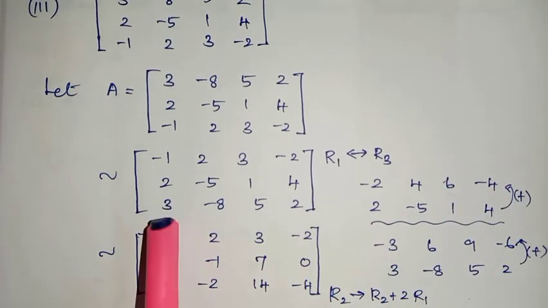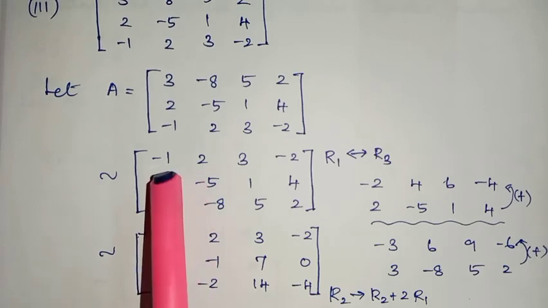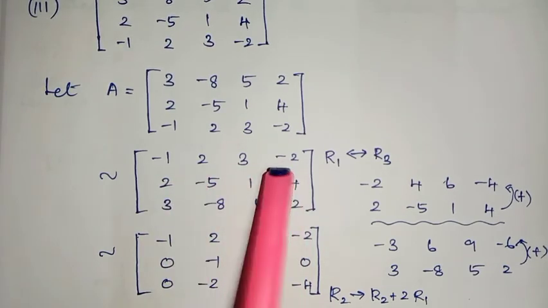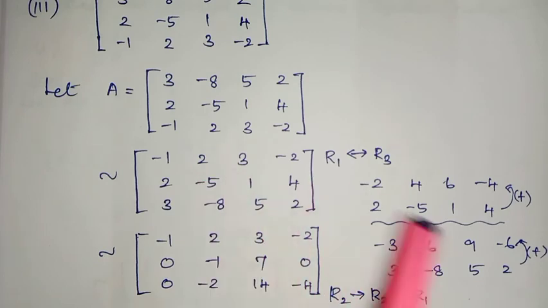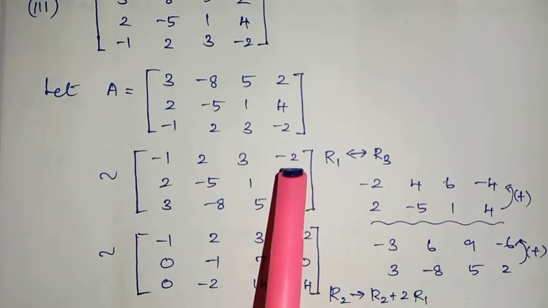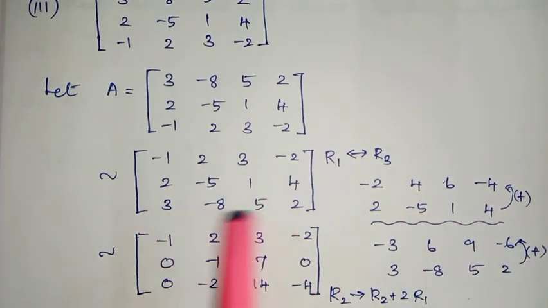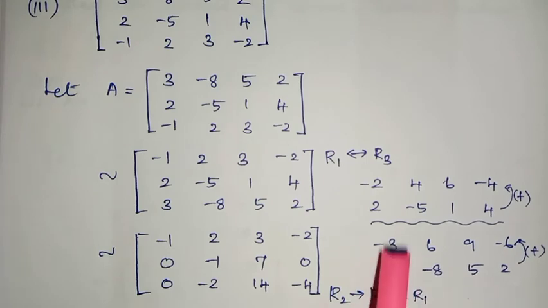Now make this 3 as 0. For that multiply this row by what? 3. So 3 means minus 3, into 3 is 6, into 3 is 9, into 3 is minus 6. Now write the third row. Again you add it, 0. Adding these two, minus 2, 9 plus 5 is 14, minus 6 plus 2 is minus 4.